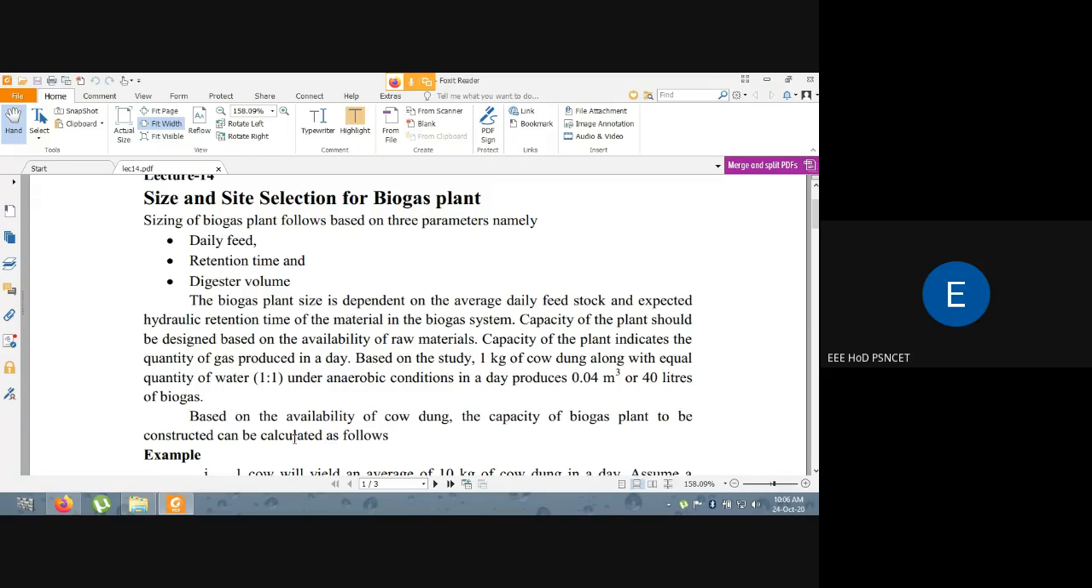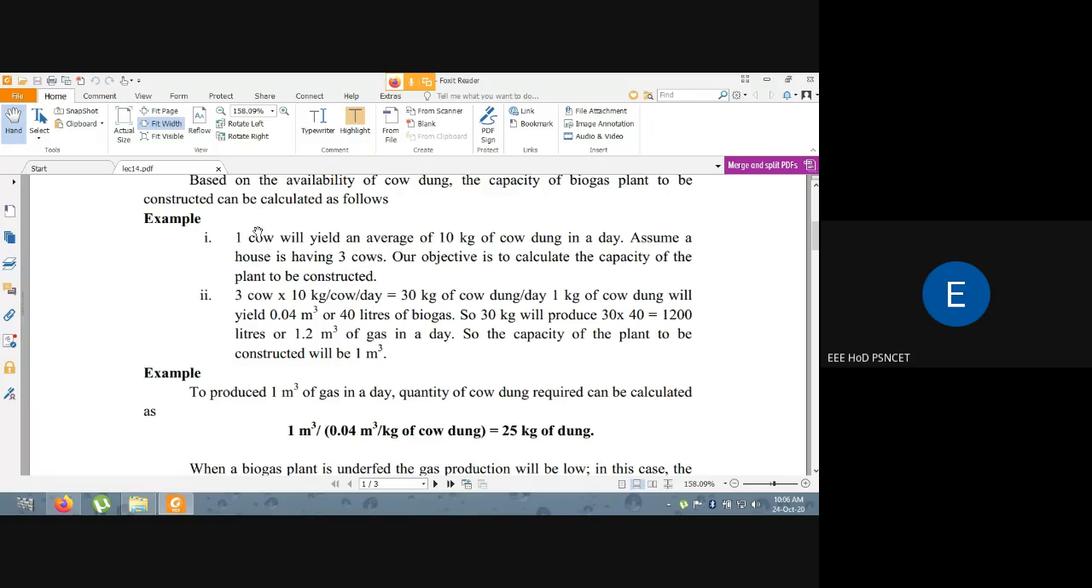Okay, so there is a calculation. For example, one cow will yield an average of 10 kilograms of cow dung in a day. For one cow, it will give 10 kilograms of cow dung. We have three cows. So how can we find out the capacity of the biogas plant to be constructed? This is the question. Totally three cows, and one cow can give 10 kg of dung, so totally 30 kilograms of cow dung can be obtained.